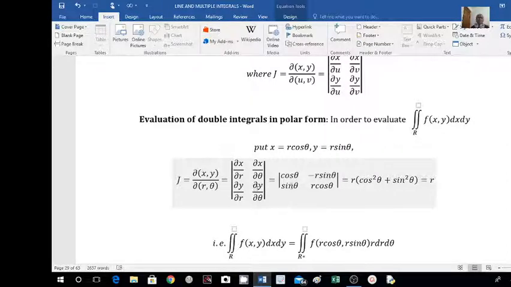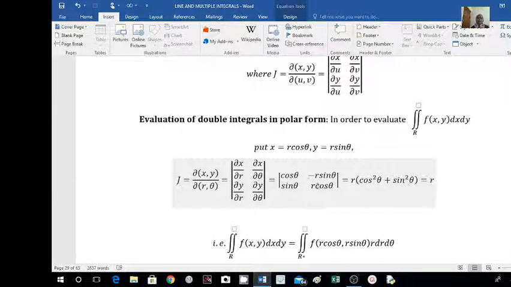Coming to the second row, this is dou y by dou r. y equals r sin theta. If I differentiate with respect to r, I get sin theta into 1, that is sin theta. And dou y by dou theta, differentiating this y with respect to theta, I get r into the derivative of sin theta, which is cos theta. Now, expanding this determinant: cos theta into r cos theta, minus sin theta into minus r sin theta.